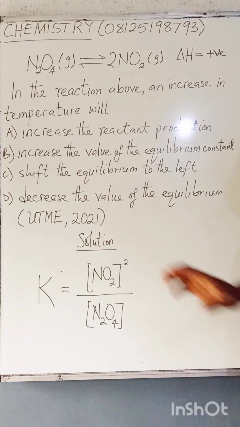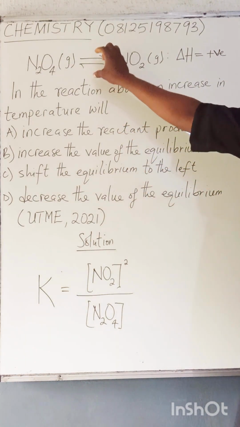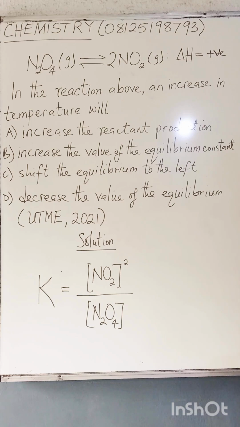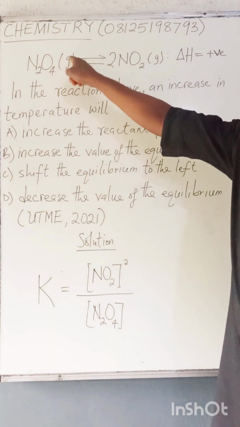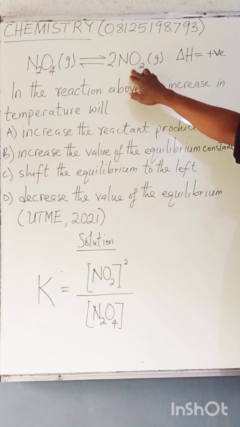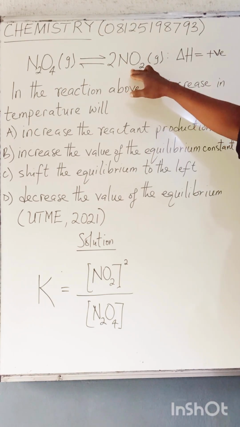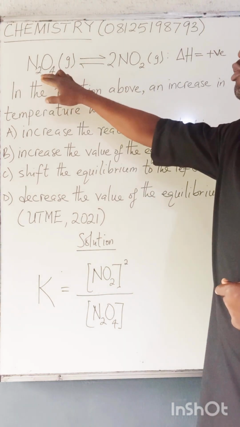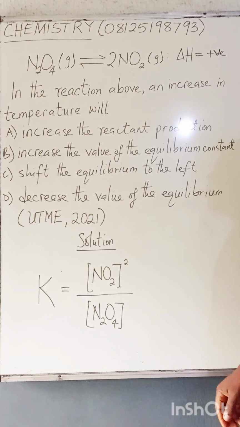Each time two arrows are used like this in a chemical equation, it shows that that reaction is reversible. It can proceed in the forward direction to give us the products. It can also proceed in the backward reaction to give us the reactant.